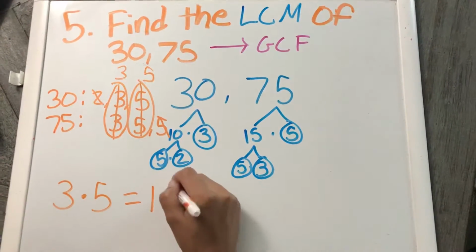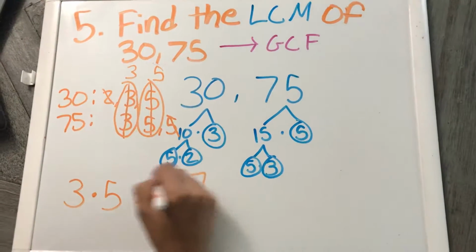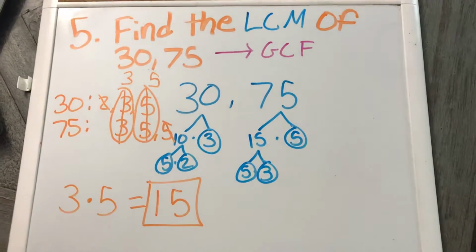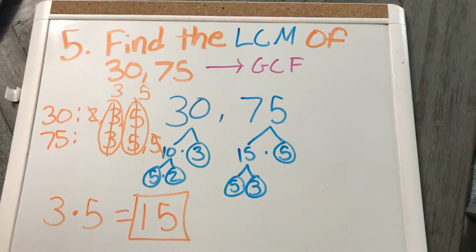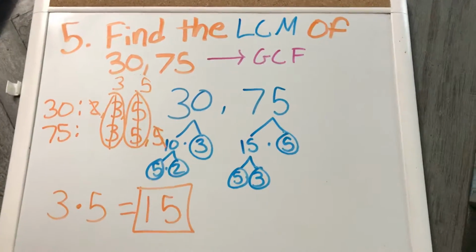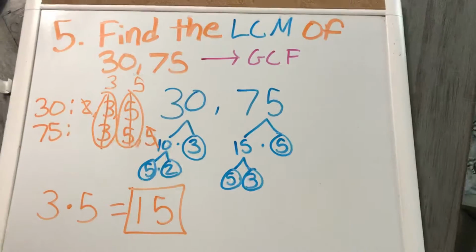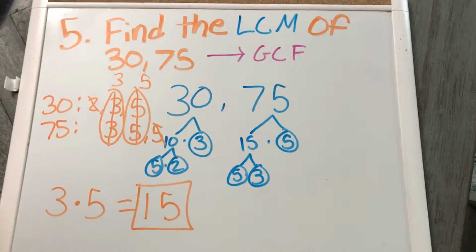Well, our greatest common factor is 15, okay? So our LCM was 150. Our greatest common factor is smaller than that. Because of the word divide in the definition, we are at a smaller number of 15.